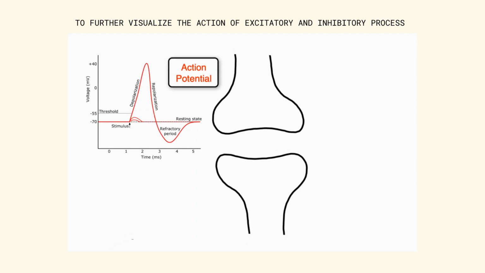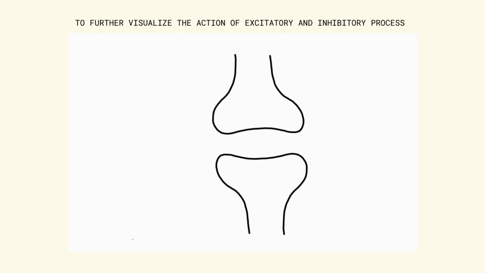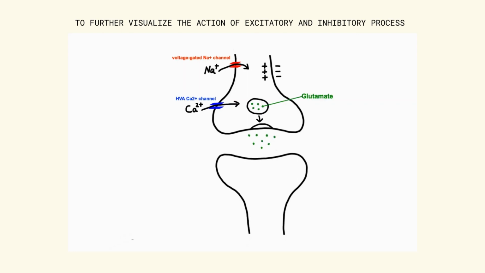Now, if we look at a simple excitatory neuron at rest, the inside is slightly more negative than the outside. An action potential starts when voltage-gated sodium channels open, allowing positively charged sodium ions to rush into the cell, thus reversing the polarization of the membrane. Consequently, membrane depolarization leads to opening of high-voltage activated calcium channels, which then allow positively charged calcium ions to enter the neuron, thereby triggering release of glutamate from the vesicles into the synaptic cleft.